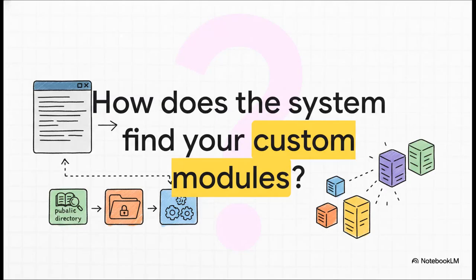Okay, but this brings up a really important question. When you hit run on your main program, how in the world does it know where to find your special, custom-made code? It's not something you downloaded with pip, it's just sitting there in your project folder. So, how does the system find it?